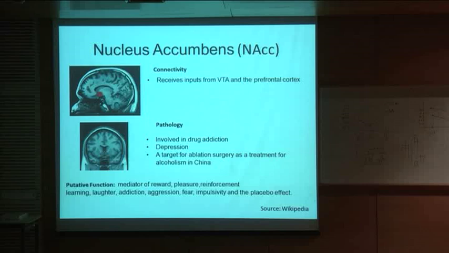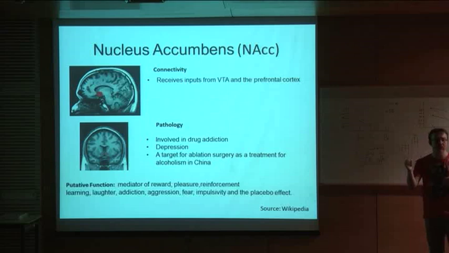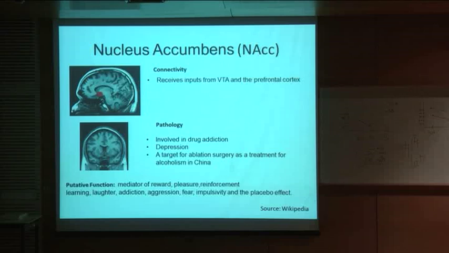The other area that the orbitofrontal cortex connects to is the nucleus accumbens. It's part of the reward circuitry. It connects strongly to the ventral tegmental area, which contains dopaminergic neurons, and to the prefrontal cortex, and it is involved in drug addiction and depression. Actually, the euphoric feeling during cocaine addiction is associated with release of dopamine in this area, and it was also a target for ablation surgery as a treatment for alcoholism in China. So it's basically a center that is considered to be a reward mediator.